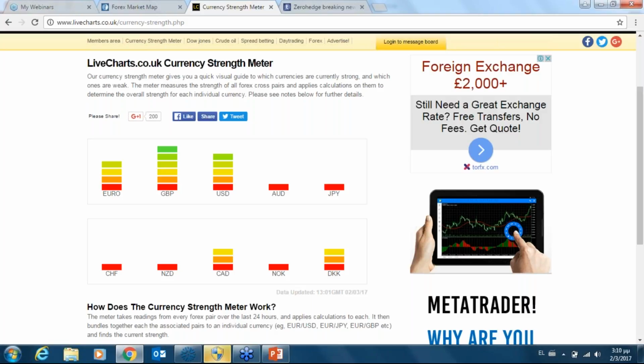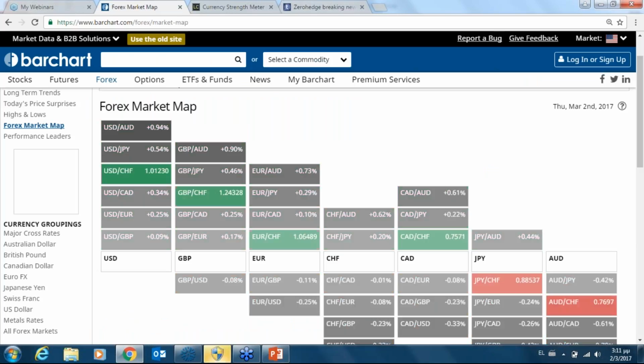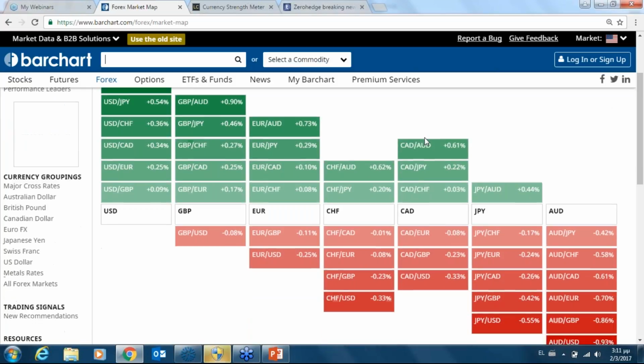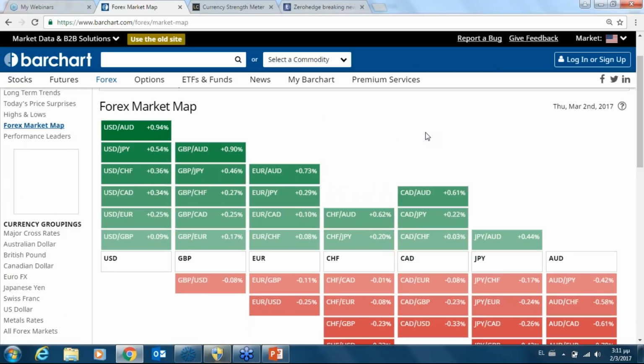But in livecharts.co.uk, I usually look for the single bar to be the weakest one, and then the highest bar to be the strongest, and then you can match that up with what you see here. So the GBP here is still the strongest, right beside USD. Just to let you guys know, USD is still reflected as the strongest currency on all aspects, including the USD index as well.